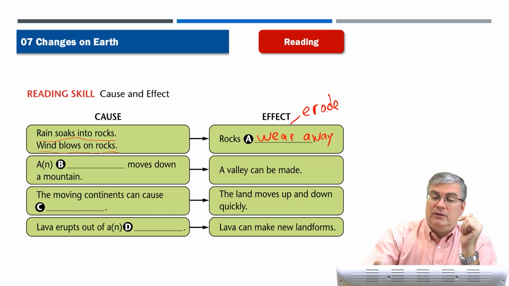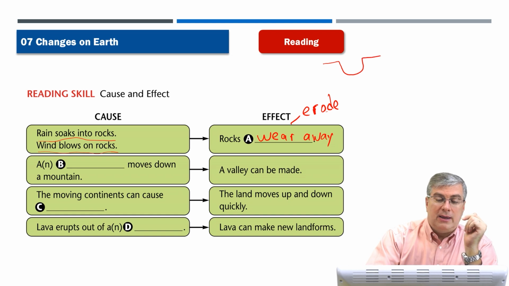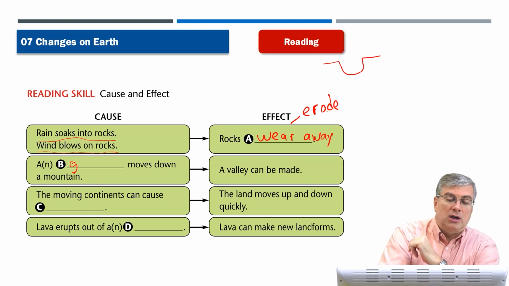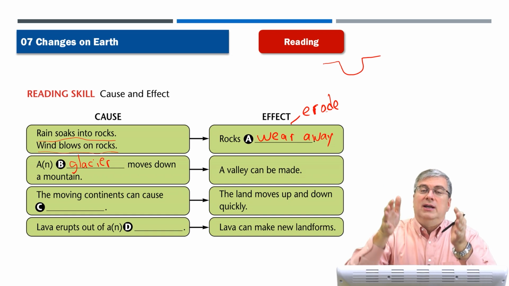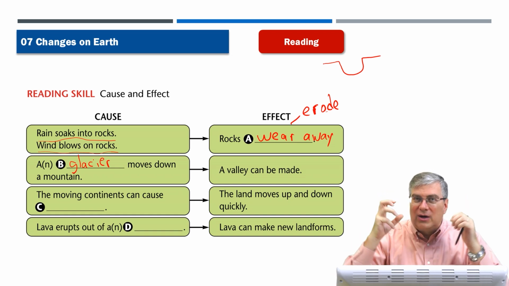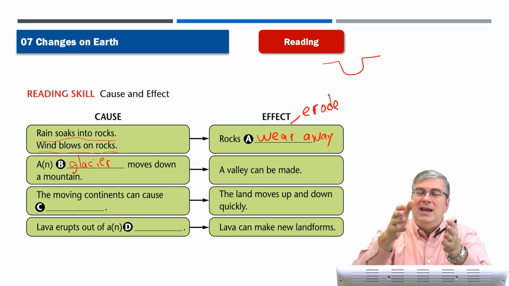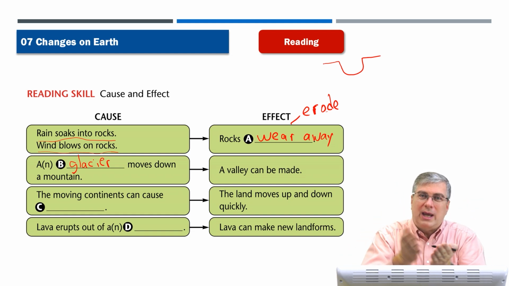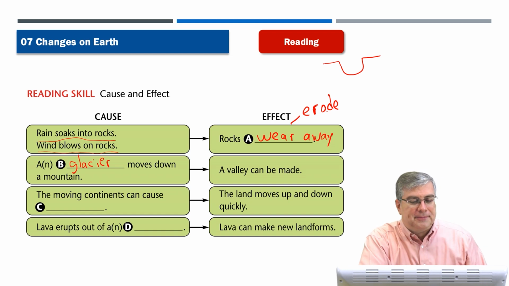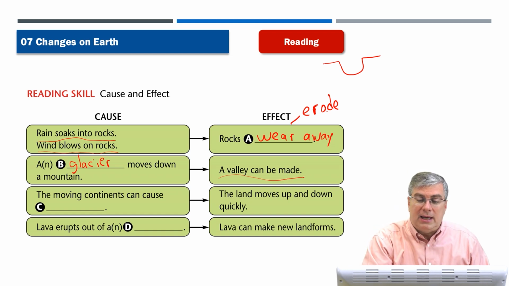And remember, I talked about this in the reading. If you see a U-shaped valley, that is because of a glacier. A glacier came through there thousands of years ago and carved the rock out of it, took a lot of rock with it as it moved down the mountain, and it created a U shape in the rock, and that is a valley. A valley can be made.